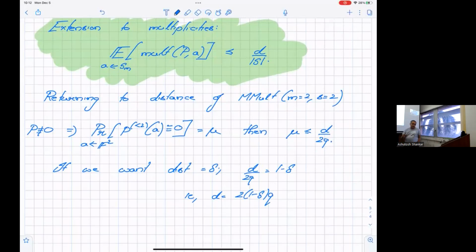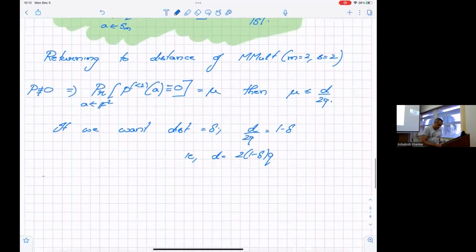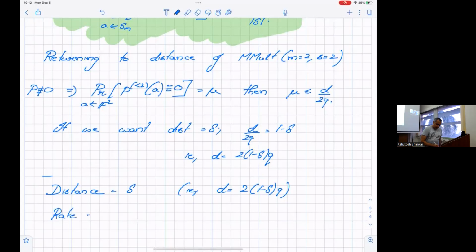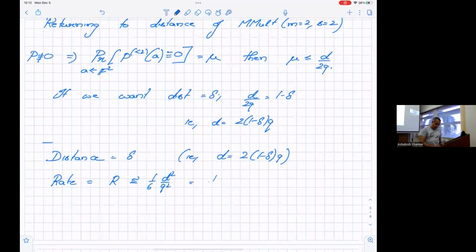Now let's plug this back in. So suppose we have distance delta, that is d is equal to 2 times 1 minus delta times q. Then what was the rate? Rate we saw, r, was 1 by 6 d squared over q squared, roughly. What is this now? This is 1 by 6 times 4 times 1 minus delta squared. That's 2/3 times 1 minus delta squared.